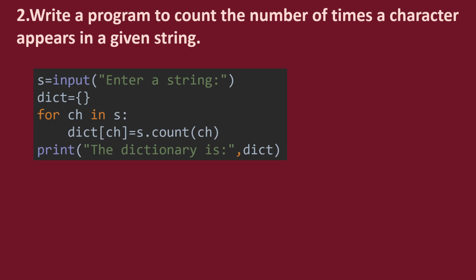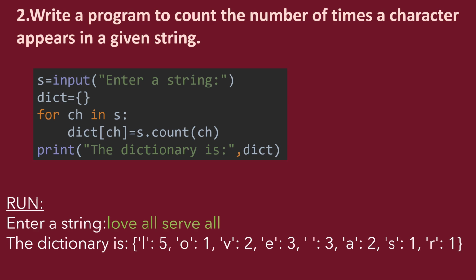So you can see dict within square brackets, you have passed the character as ch, that is equal to s.count(ch). So whatever is the count of that character, that will be assigned as the value to this key. Now we'll print the dictionary, then you can see the output is like this. Let's say the string entered is this, level serval. So in this case, the dictionary is formed like this. First of all the characters are the keys like L, O, V, E, then a space is there, then A, S, R. All these are the keys, and the number of times they are present in this string are the values for these corresponding characters.